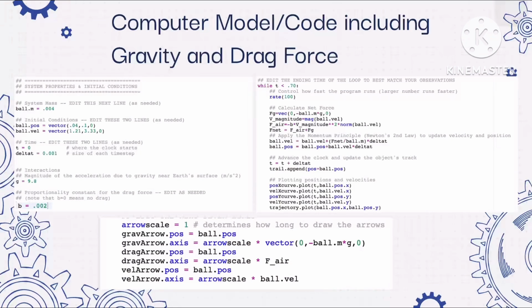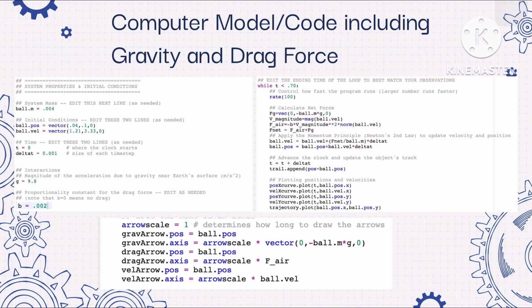The initial conditions presented on the upper left are the same conditions from the last model, except this time B is set to be 0.002. The loop calculations on the right are also the same as the last model, except this time it will produce different results because of F_air, which I titled to represent force of gravity or air resistance, is defined as negative b times the magnitude of the velocity currently squared times the unit vector of the velocity vector.